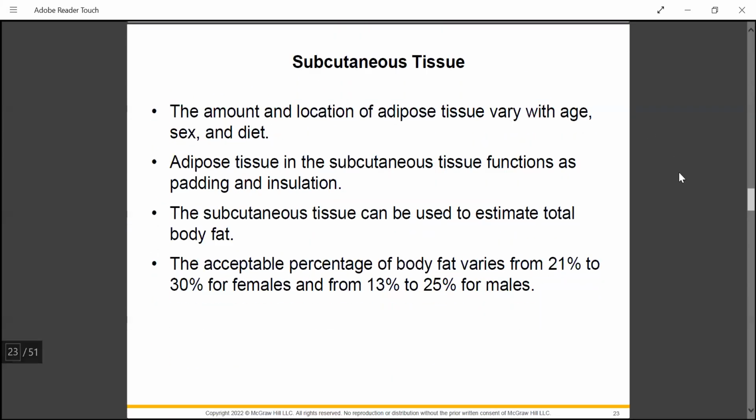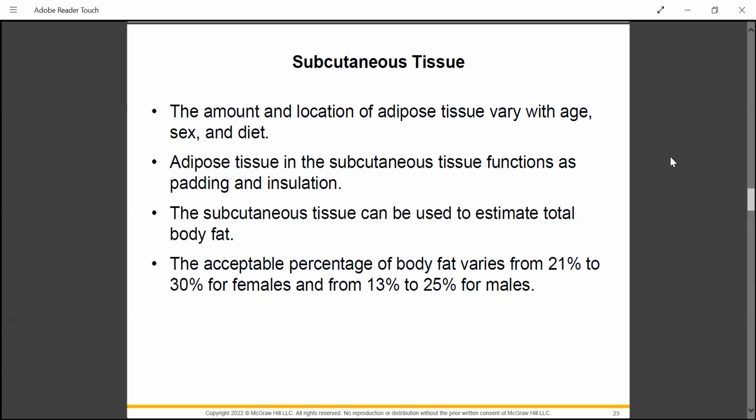So where our subcutaneous tissue is and how much of it is very much determined by age and sex, as well as our diet. So our subcutaneous tissue distribution can change. Adipose tissue or fat tissue in this subcutaneous tissue is padding or cushioning, as well as insulation, so protection and insulation against heat loss.